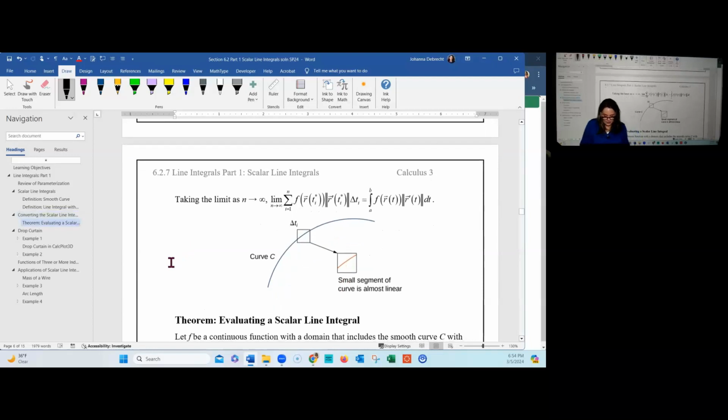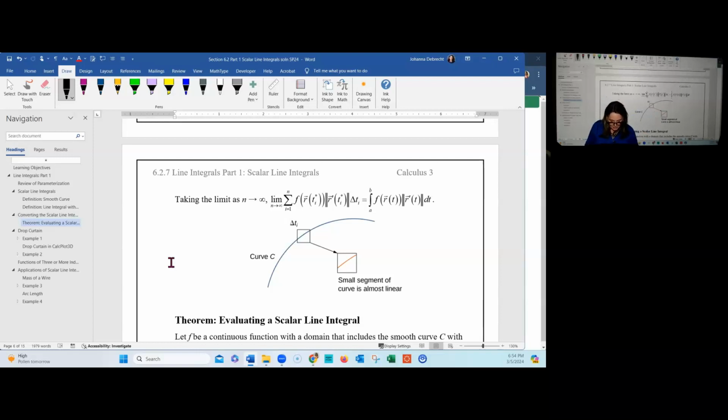That gives us the equation that you see here, that the limit as n goes to infinity of the scalar line integral definition becomes the integral from a to b of f of r of t times the magnitude of r prime of t dt. We have converted what was a line integral with the differential ds into a single integral over dt.